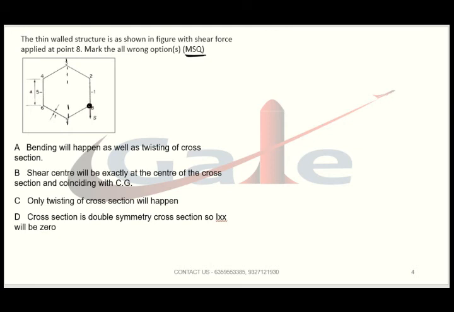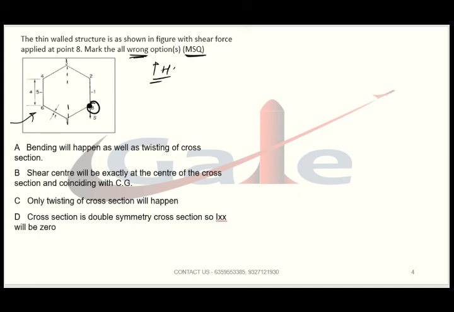This is point 8, and shear flow is applied at this point. Mark all the wrong options. Let me mark the wrong options first, then I will explain why they are wrong. I have picked this question from TH Maxon, and they can frame it in such a way that it looks like an MSQ and not a numerical. So let's read. They are saying mark all the wrong options, so be careful.